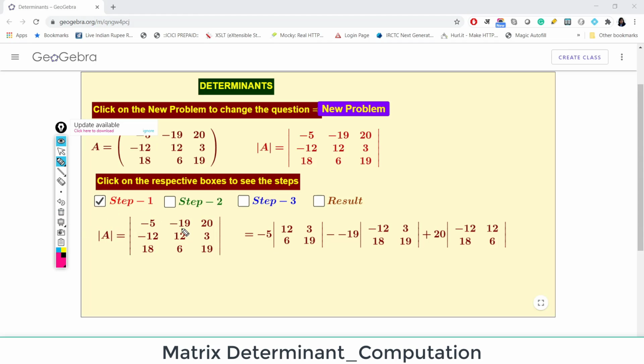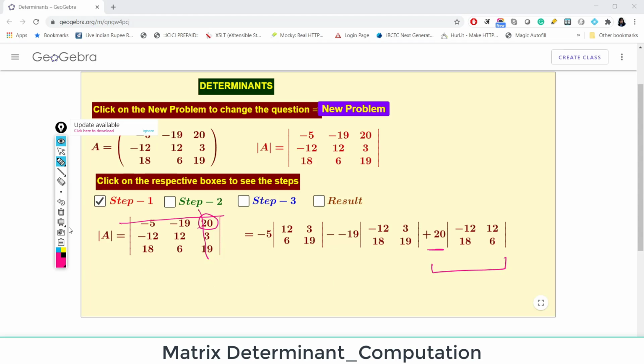Similarly, if we take the next element, which is -19, we need to use a minus sign here, because the element is negative, and we need to write the determinant corresponding to the matrix obtained by removing the first row and second column. So this is -12, 3, 18, 19. This is the determinant of this matrix right here in the second step. And plus sign, the next entry is 20. So plus sign 20 here. And if I remove this row and this column, the corresponding entries are -12, 12, 18 and 6. So this is the third step.